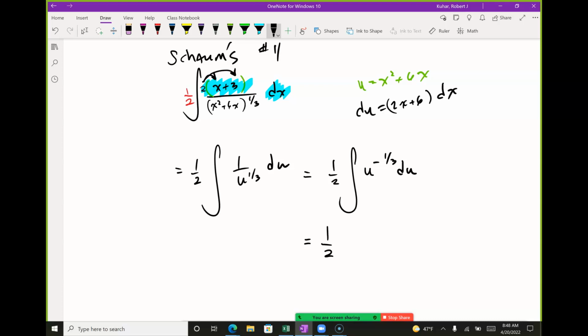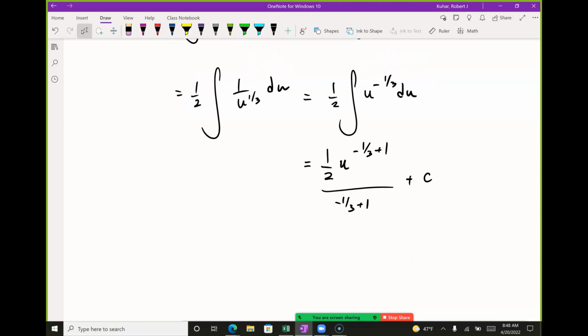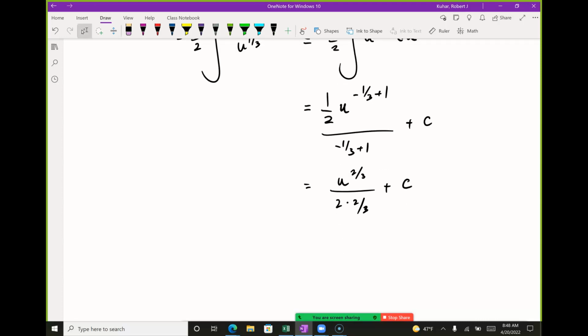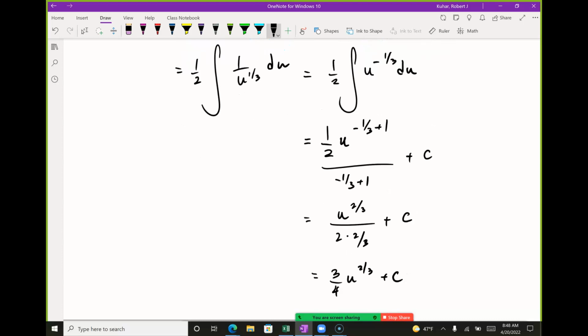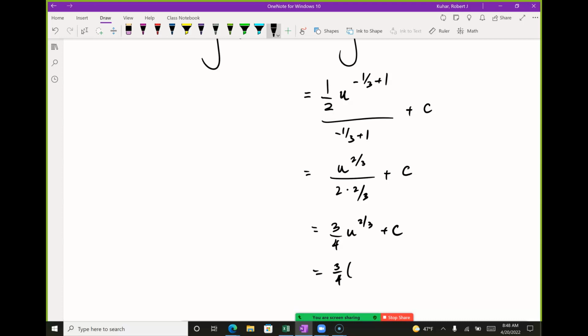So, I'm ready for my power rule. I'm going to add 1 to my power and divide by the new power and add my constant of integration. So I get u to the what? 2/3 over 2/3, plus c. So I get 3/4 of u to the 2/3 plus c. And u was x squared plus 6x. So 3/4 of x squared plus 6x to the 2/3 power plus c. Done.